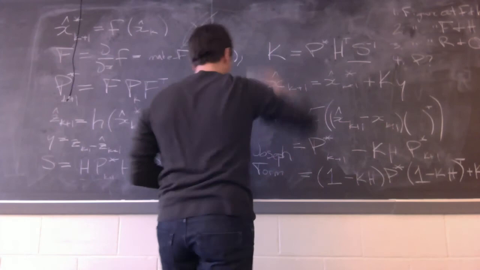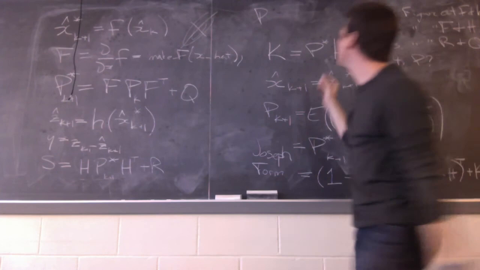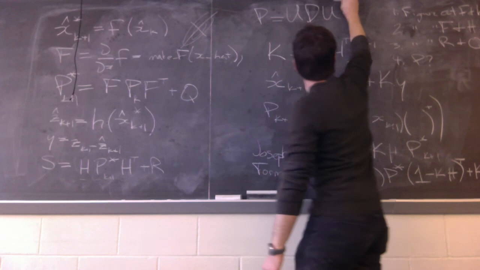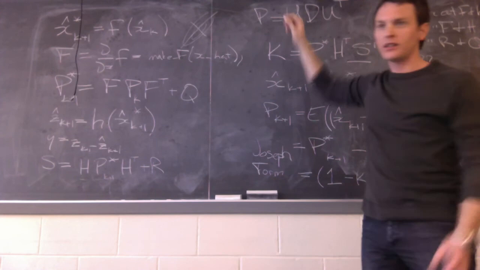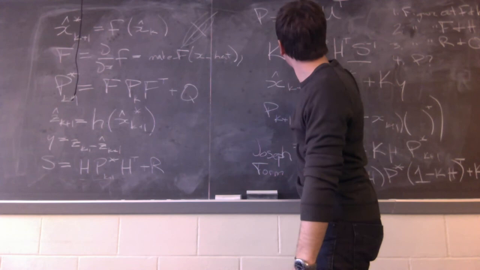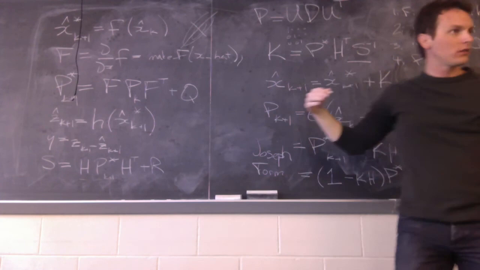So imagine that we do a UDU decomposition of P. What that means is we decompose P into matrices like this. A U matrix and a D matrix. D is just diagonal. And U is upper unitriangular. So U looks like 1, something, something, something, 0, 1, something, something, 0, 0, 1, something. Okay. So he said, okay, let's do that.